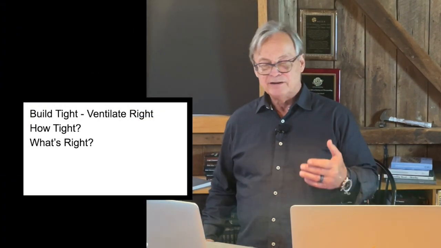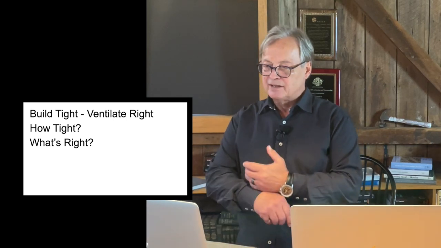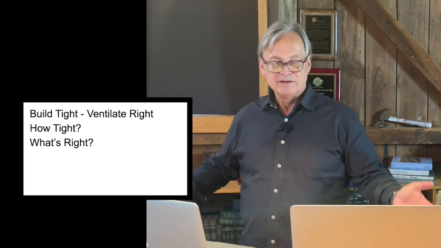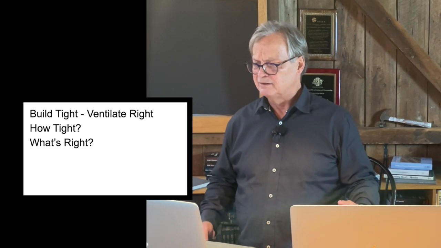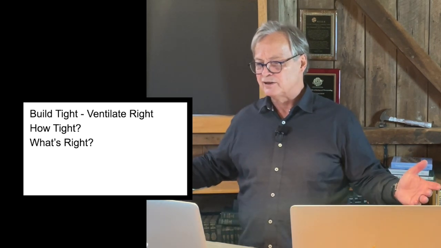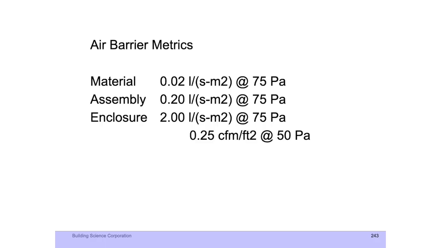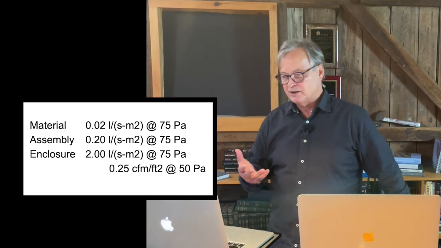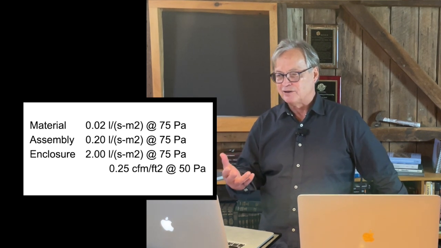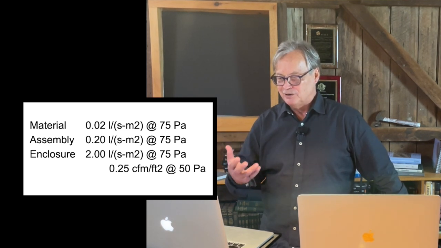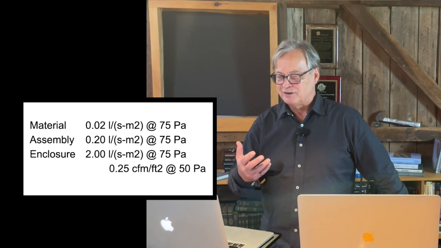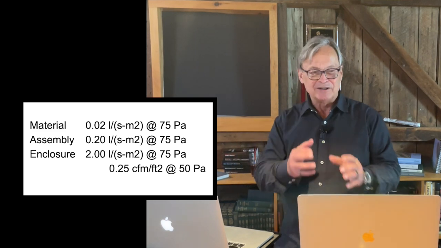The short answer in terms of tight is get rid of the big holes so the small holes don't matter. Get rid of the big holes so the small holes don't matter. And so here are what I call air barrier metrics. I'm responsible for this table, and I want to tell you where it comes from, because you need to know where these things come from so that you can smile and say, gee, maybe I don't have to be anally fastidious on everything all the time.